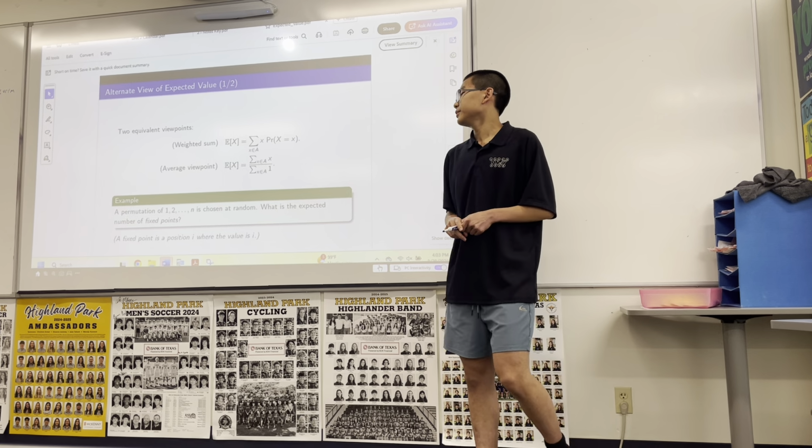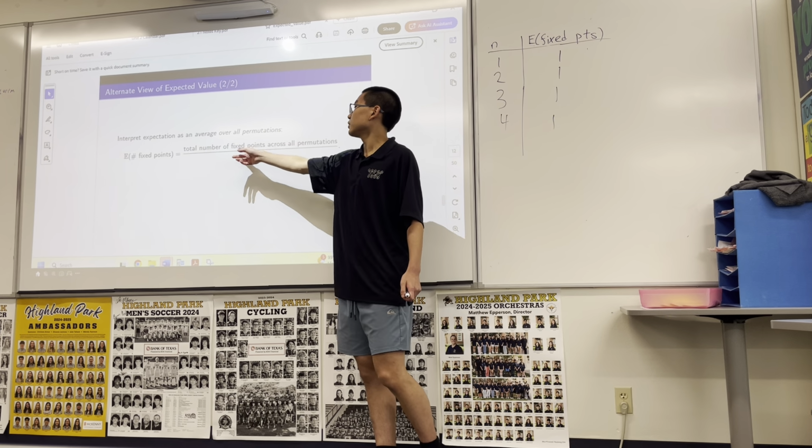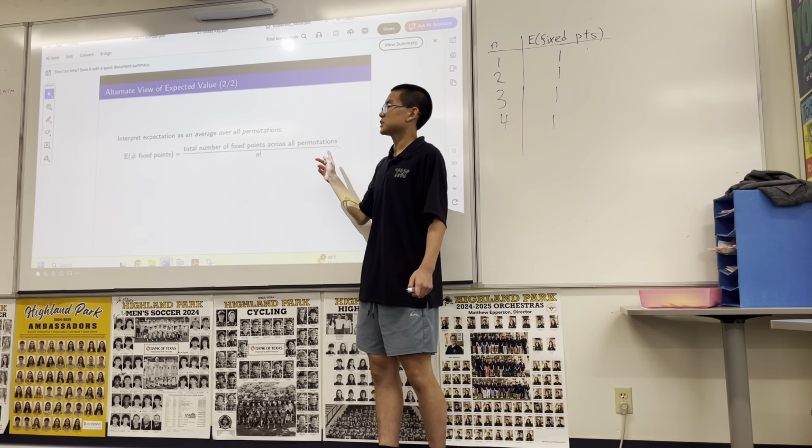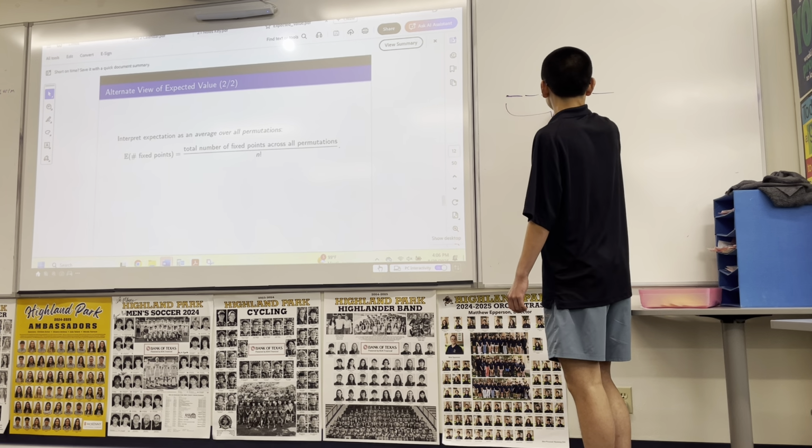Let's say that the expected number of fixed points is equal to the average number of fixed points. So the average number is just the total number of fixed points across all permutations over n factorial, the number of permutations. Okay, so how do we count the total number of fixed points across all permutations? I'm going to count the contribution of a single position. So let's say I'm writing a permutation of length n. So there's n spaces here.